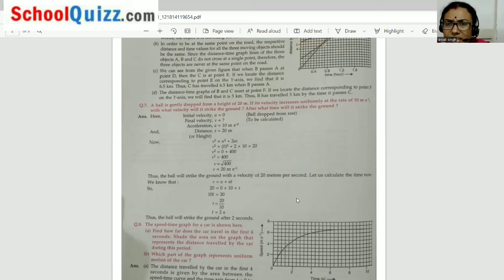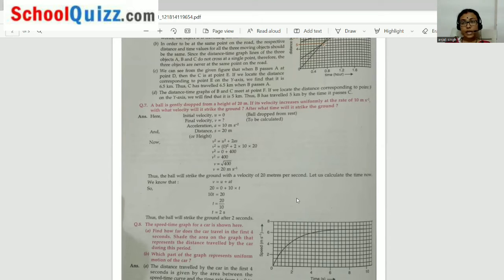So first I'll tell you, a ball is dropped from a height. So this is the ball and it is dropped from a height. At the highest point the velocity is 0 because it is at a stationary position. When it is dropped and reaches the ground, what will be the velocity? So definitely u is 0, the initial velocity. I think you got the point.